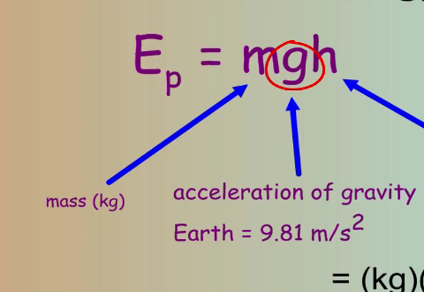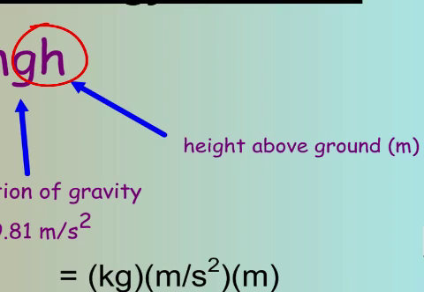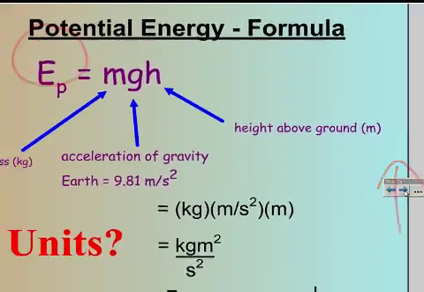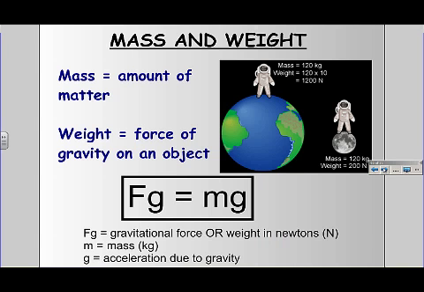G is the acceleration of gravity, so how fast the object will accelerate as it's dropped. On Earth, that number that we're going to use is 9.81, and that's a constant. That's something that is always the same, so anytime we're doing a calculation and it's on Earth, we assume that number will always be 9.81, and the units are in meters per second squared. The H represents the height above the ground, and we're going to again use meters, just like we did before. So E equals mgh.